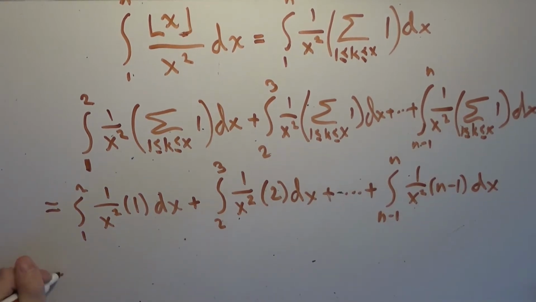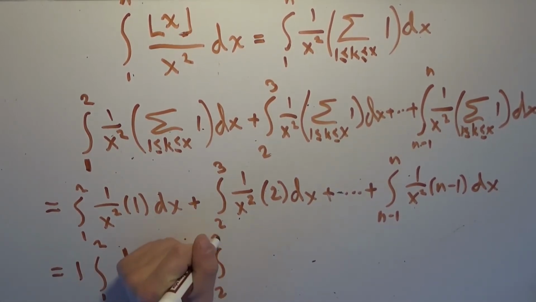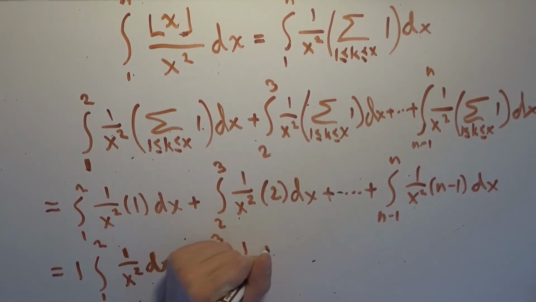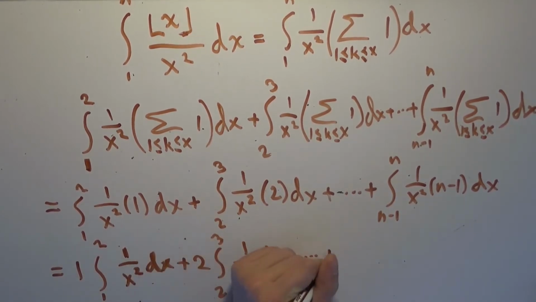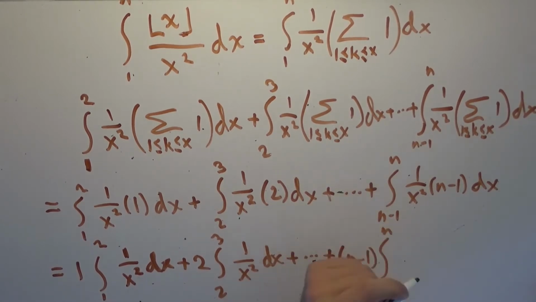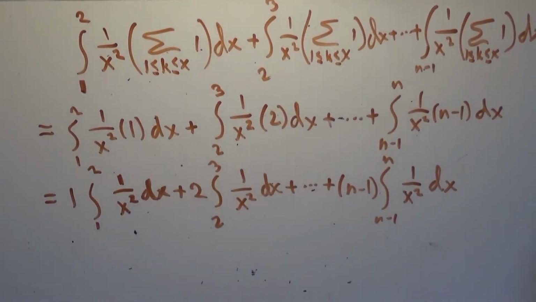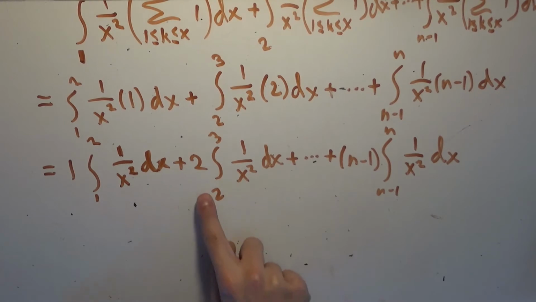What that means, interestingly enough, is that because these are all constants, we can factor them out. So we end up with 1 times the integral from 1 to 2 of 1 over x squared dx plus 2 times the integral from 2 to 3 of 1 over x squared dx plus dot dot dot all the way up to n minus 1 times the integral from n minus 1 to n of 1 over x squared dx, right? I'm just factoring out that constant that we got from the floor function to the outside of each integral.